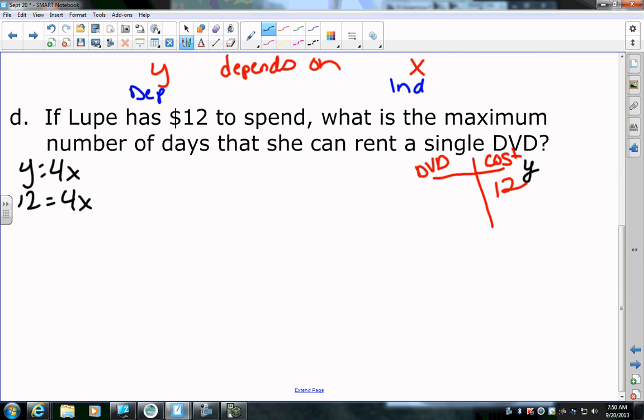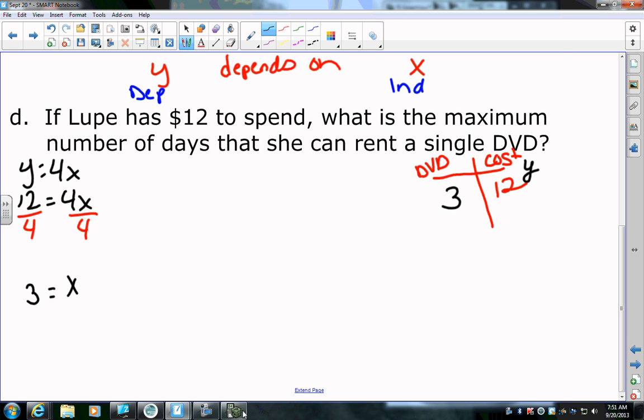Let me move this up. What do I do to solve for X right here? Divide by what? I divide by 4, and I get X equals 3. So it would be 3 DVDs.